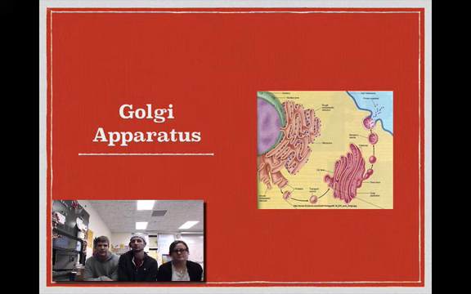The Golgi apparatus is a membrane-bound organelle inside the cell. It helps kind of repackage proteins, changes their shapes and combines different proteins together to do whatever their final function is.